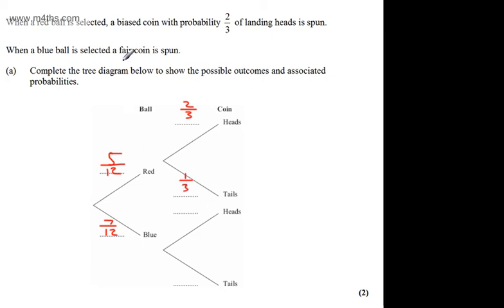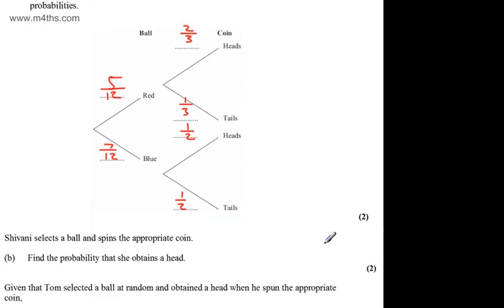If we pick a blue ball, we have a fair coin. Probability of a head is 1/2. Probability of a tail will be 1/2. So that's the first 2 marks completed. We're now told Shivani selects a ball and spins the appropriate coin. In part B, we need to find the probability that she obtains a head.